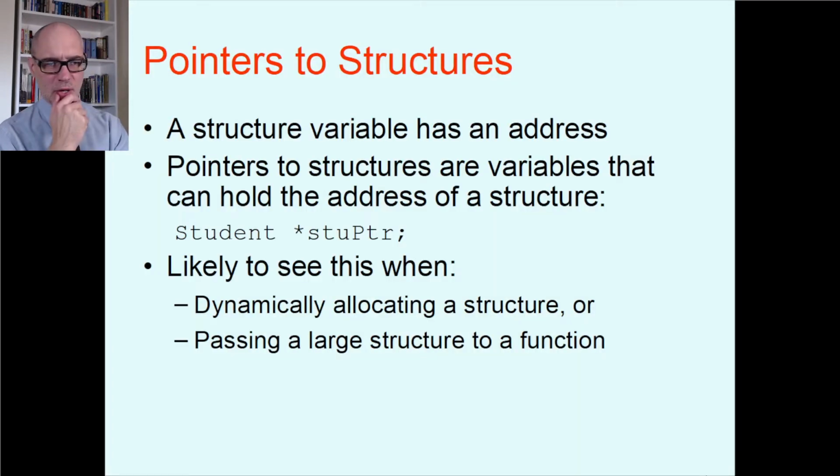So pointers to structures, obviously, a structure variable is somewhere in the memory system. It has an address. So you can get that address and you can store it in a pointer to that kind of structure. So pointers to structures are variables that can hold the address of a structure.